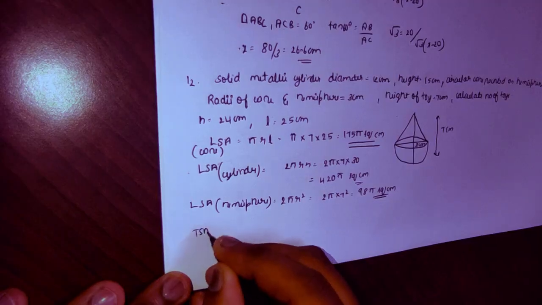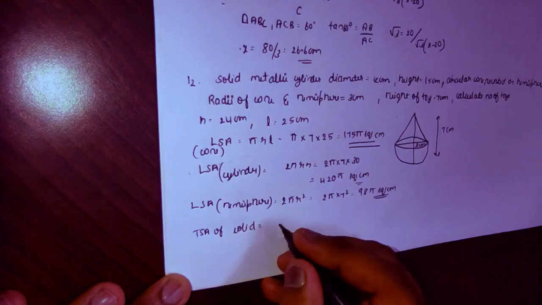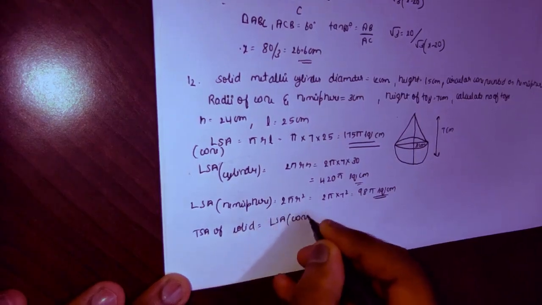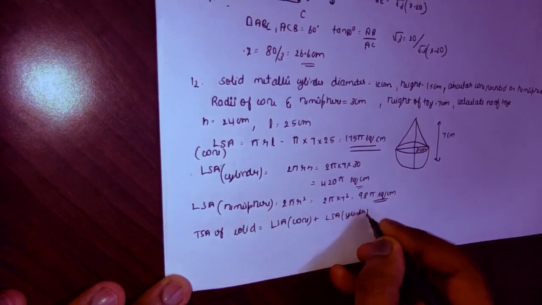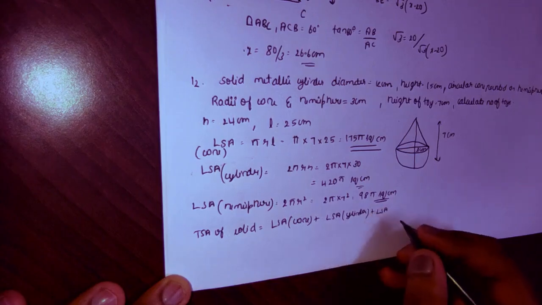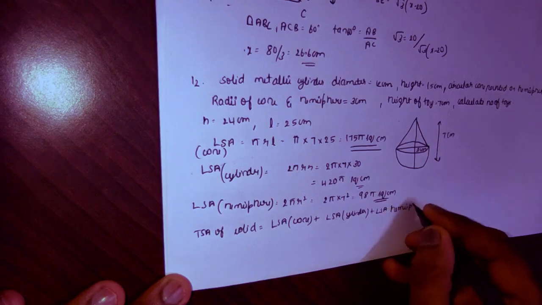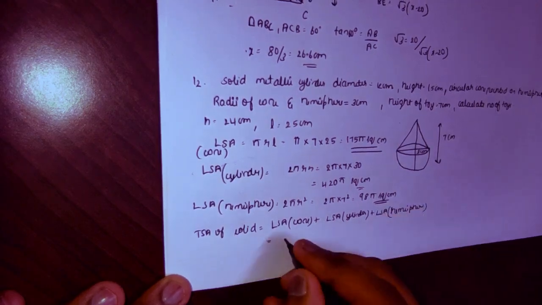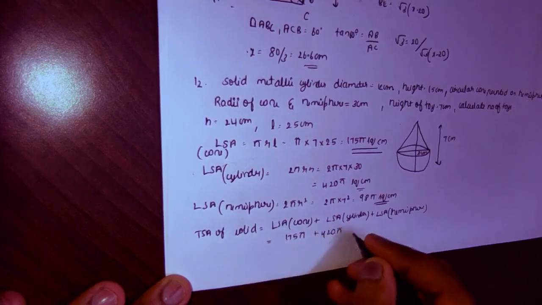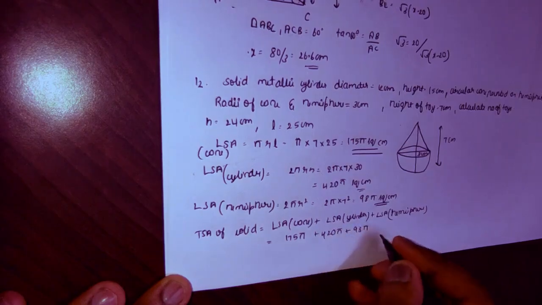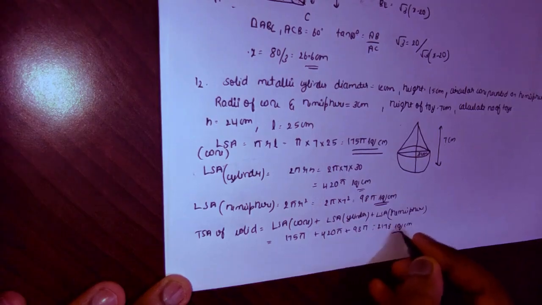Now the total surface area of the solid is equal to the LSA of the cone plus the LSA of the cylinder plus the LSA of the hemisphere. It becomes 175 pi plus 420 pi plus 98 pi. This is 2178 square centimeter.